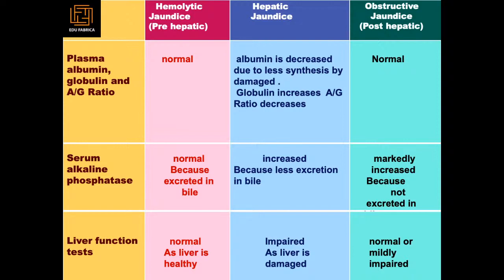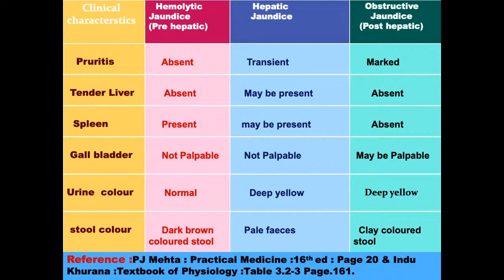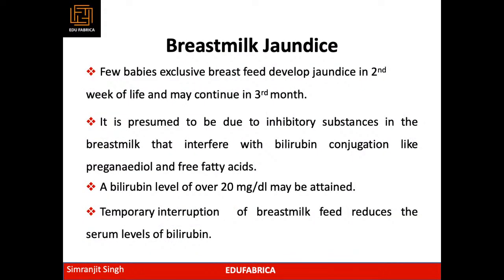Liver function tests, LFT, are normal in the first as the liver is healthy. In the second case, they are impaired. In the third case, they are normal or mildly impaired. Some clinical characteristics: the spleen is present, maybe present, or absent. Gallbladder is not palpable, maybe palpable. Urine color is normal, then deep yellow. Stool color is dark brown, pale feces, and clay-colored stool. So that was a very nice summary of the three types of jaundice.